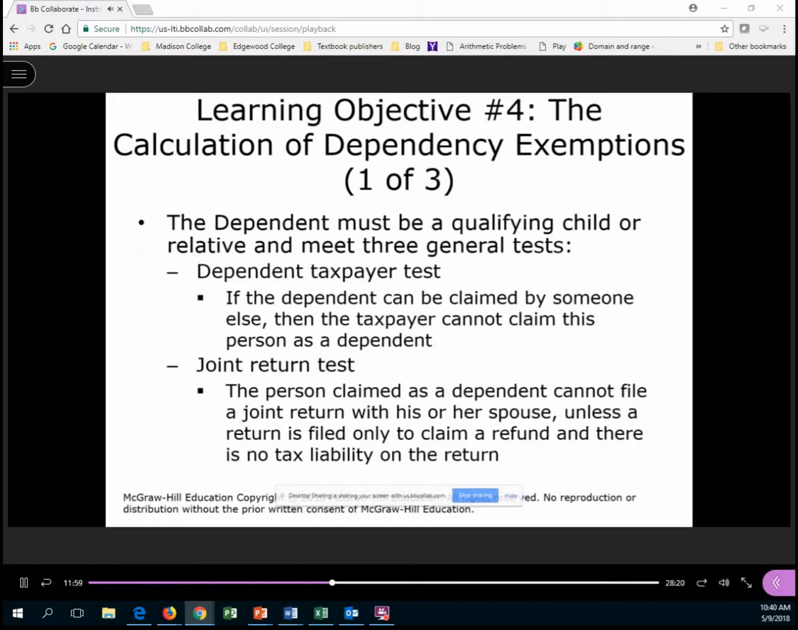Generally, the person cannot file a joint return with his or her spouse unless the return is filed only to claim a refund. So if you're married to somebody else, it's unlikely, but as I said, there's a possibility in this case, if you're only filing to claim a refund. Otherwise, married people generally would file their own returns, not be dependents of anybody else but themselves, and the taxpayer and the spouse would be entitled to claim their own exemption.